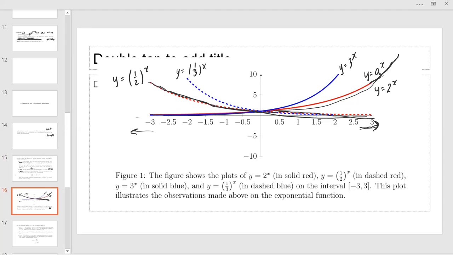So as a increases, our graph or our function grows at a higher rate. So you can see the difference between y is equal to 3 to the x and y is equal to 2 to the x.